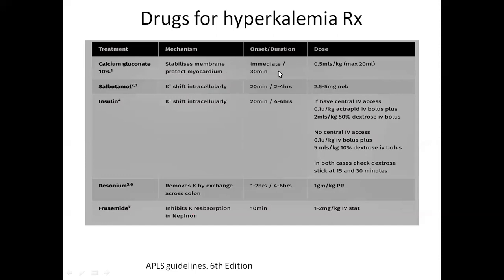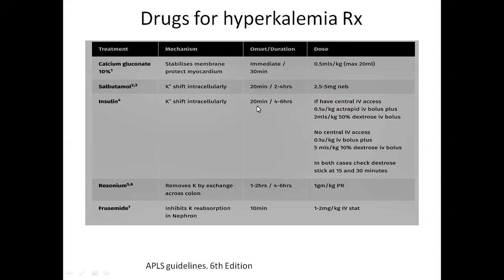I think everyone agrees with what I'm saying. Once you decide to give prophylactic calcium gluconate for hyperkalemia without ECG changes, your goal is to repeat it every half an hour to 1 hour until your potassium is normalized. So remember this one point. The other things are shifting agents, intracellular shifting. One is salbutamol. Its action starts at 20 minutes, and it works for a duration of 2 to 4 hours.